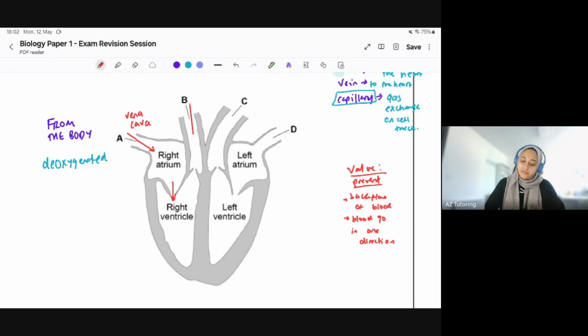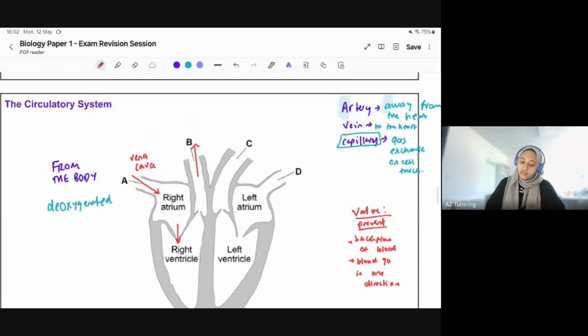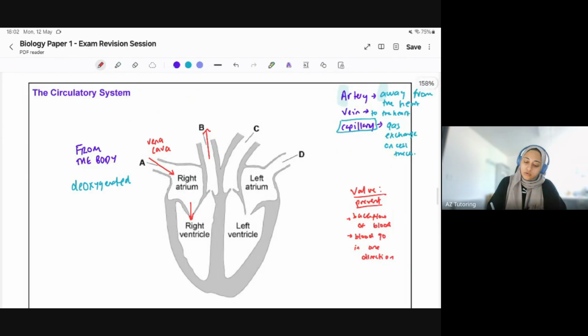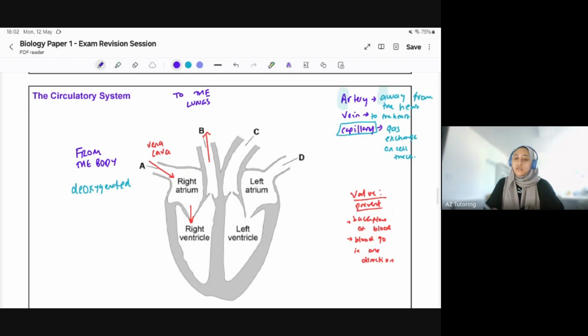Okay, it then passes through to the right ventricle, and then it passes out this blood vessel here. Now, where's it going now? Well, it's going to the lungs. And the reason why it's going to the lungs is because it's going to go get oxygen.